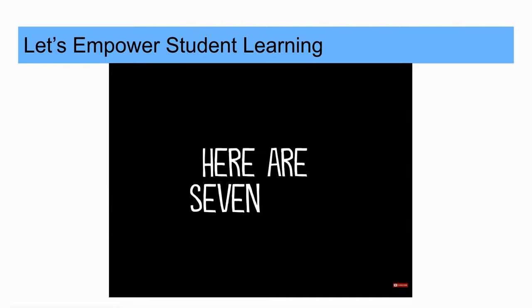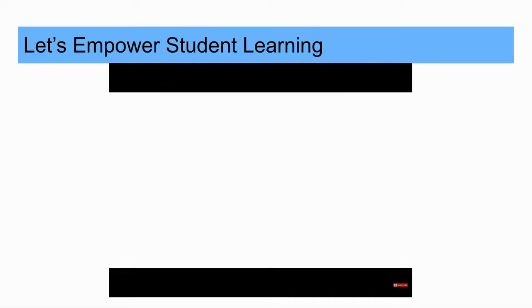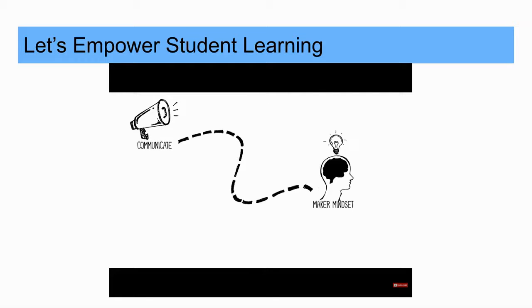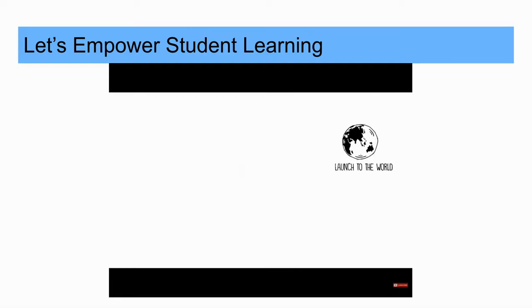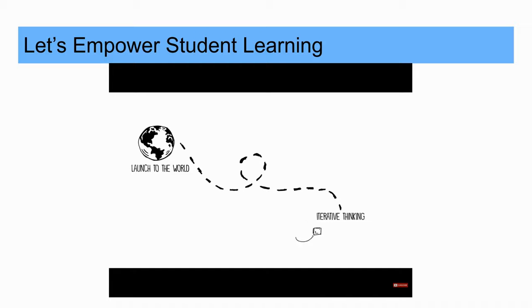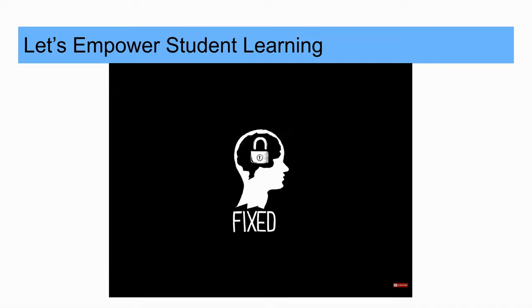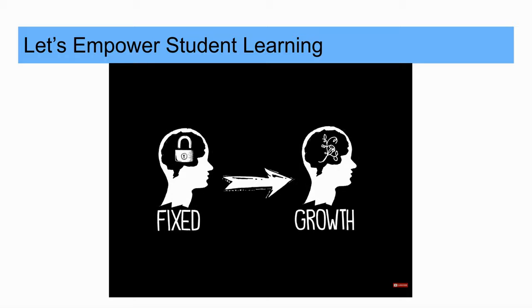Well, here are 7 ideas. They fall in love with learning by finding joy in pursuing their passions and geeky interests. And in the process, they learn how to research and curate and communicate. They embrace a maker mindset as they walk through a design process and launch their work to the world. They develop iterative thinking, viewing mistakes as a chance to learn. And this leads to a shift from a fixed mindset to a growth mindset.